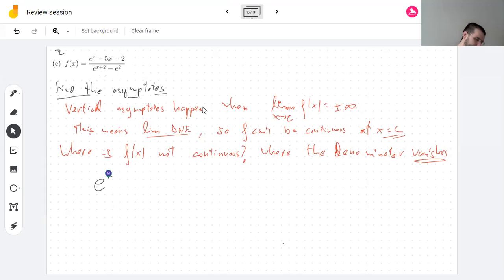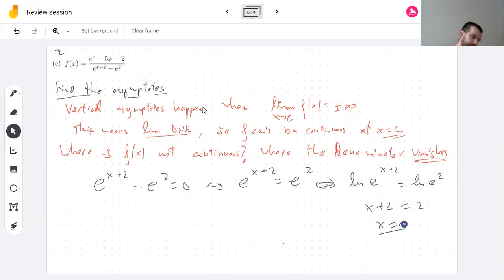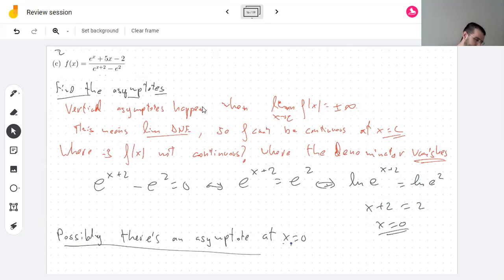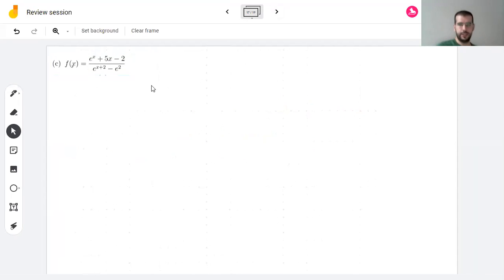So e to the x plus 2 minus e squared equals 0. That equation has a solution. Put the e squared on the other side, and then you have two exponentials equal to each other. So you can take the logarithm to undo them. x plus 2 has to be 2, so x has to be 0. So possibly there's an asymptote at x equals 0. So how do I check? I see what the limit is. What is the limit?